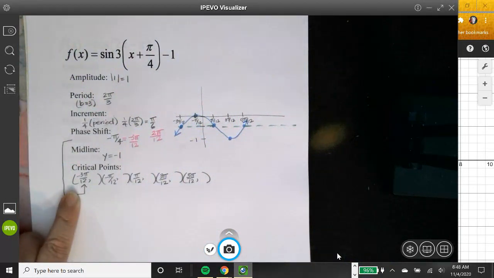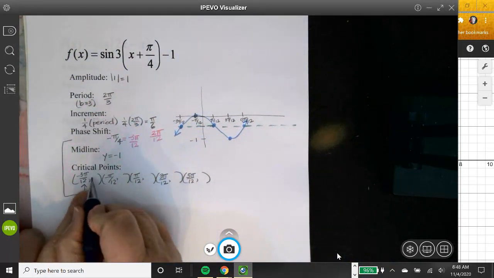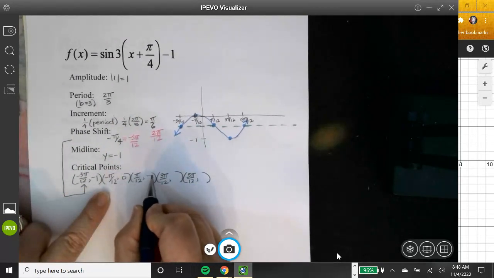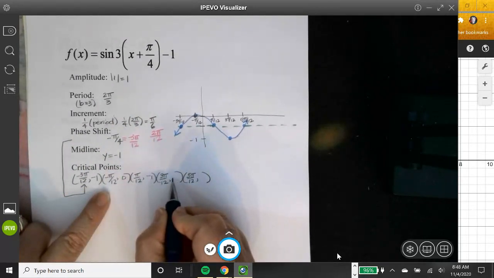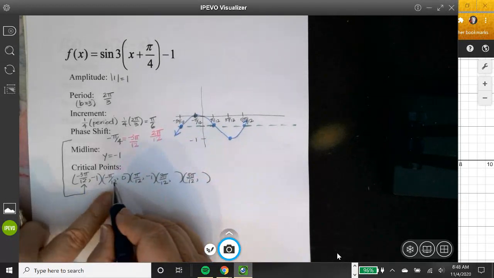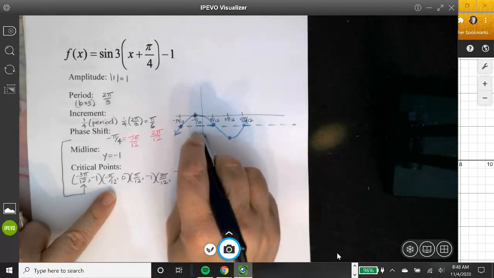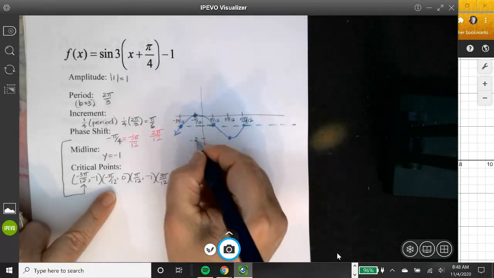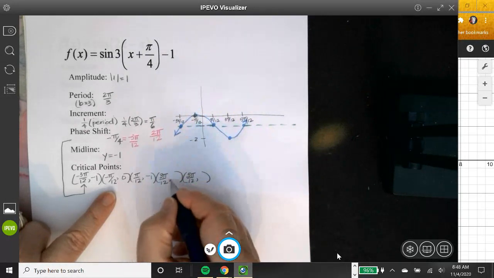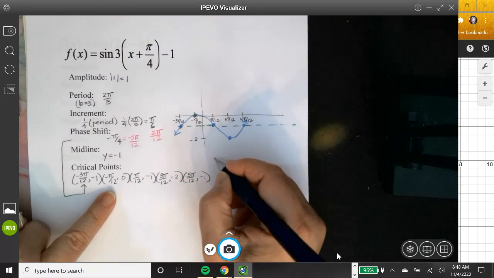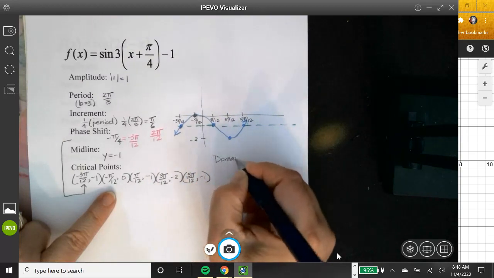And now let's plug in our y values here. We get, for our critical points, -1, 0, -1, -2, and then back to -1. That's hilarious that I can't label my axes, right? You all probably saw that and went, Mrs. Muller, what are you doing?